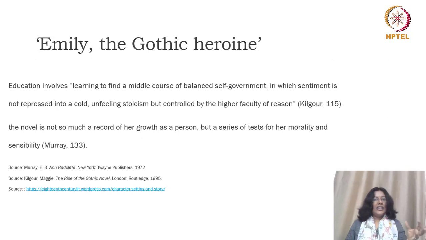On the other hand, she tries to modify her sensitivity with the help of reason. So that is the ideal golden mean, the middle path. Your acute sensitivity is being guided by reason. Your sentiment is tweaked by reason, and the novel becomes a series of tests. It's not just recording her growth from a sentimental heroine to a mature one. It is also a series of tests for her morality and sensibility.